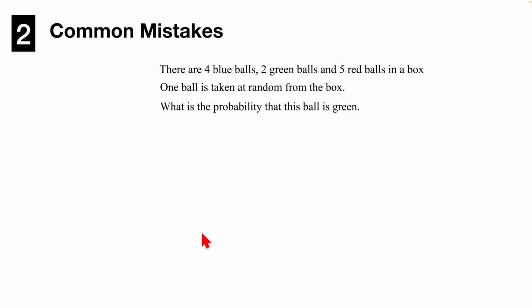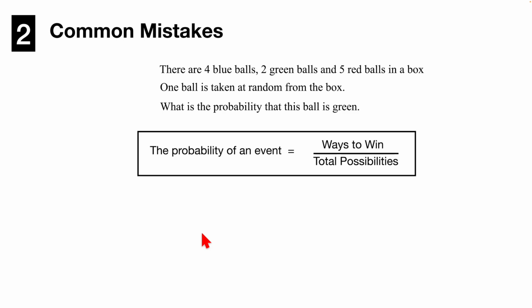Common mistakes. Under stress, people say silly things in exams, and this is one. What's the probability of an event? It's ways to win over total possibilities. Here we've got 4 blue, 2 green, and 5 red balls in a box. 1 ball is taken at random from the box. What's the probability this ball is green? Well, probability of green, you can get a green ball, or you could get a blue, green, or red ball. So the probability is a third. Well, no. These are ways to win by drawing a green ball, and these are the total possibilities. But importantly, each ball is a separate possible outcome.